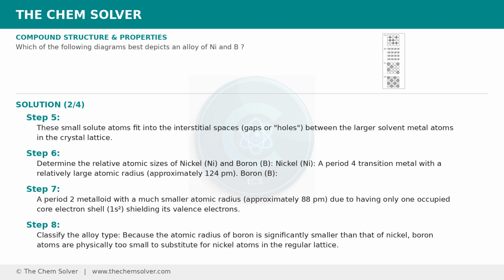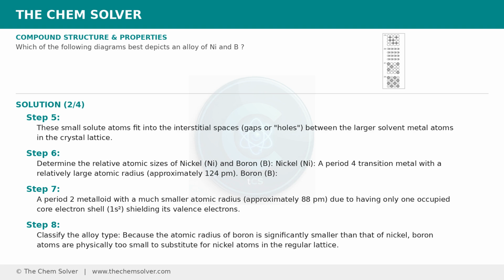Nickel, Ni. A period 4 transition metal with a relatively large atomic radius, approximately 124 picometers. Boron, B. A period 2 metalloid with a much smaller atomic radius, approximately 88 picometers, due to having only one occupied core electron shell, 1s², shielding its valence electrons.